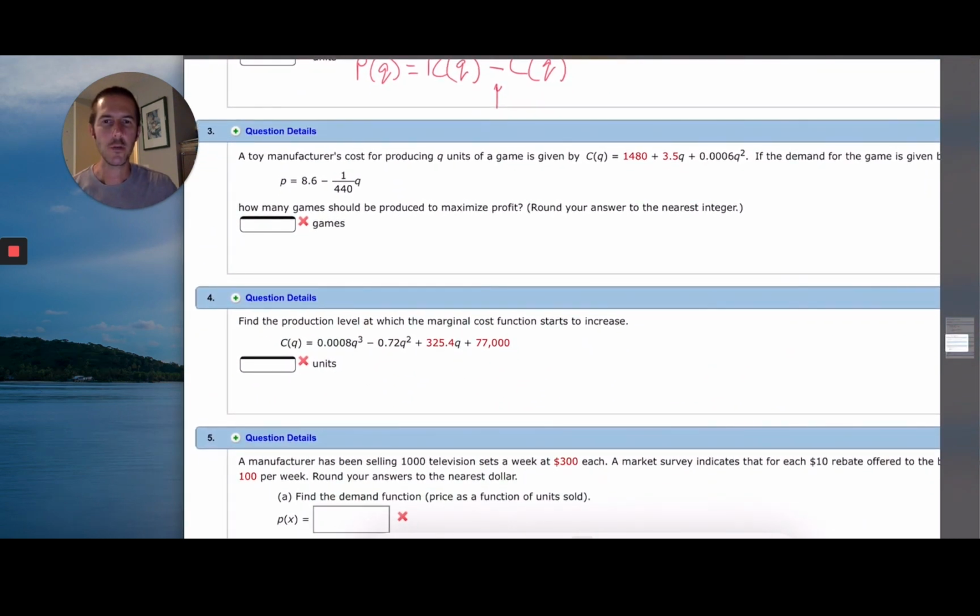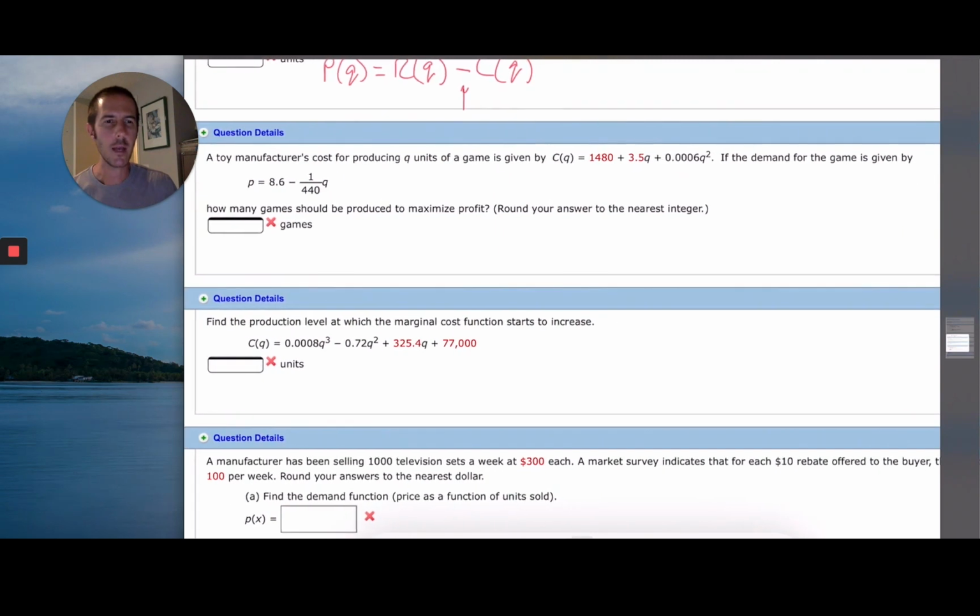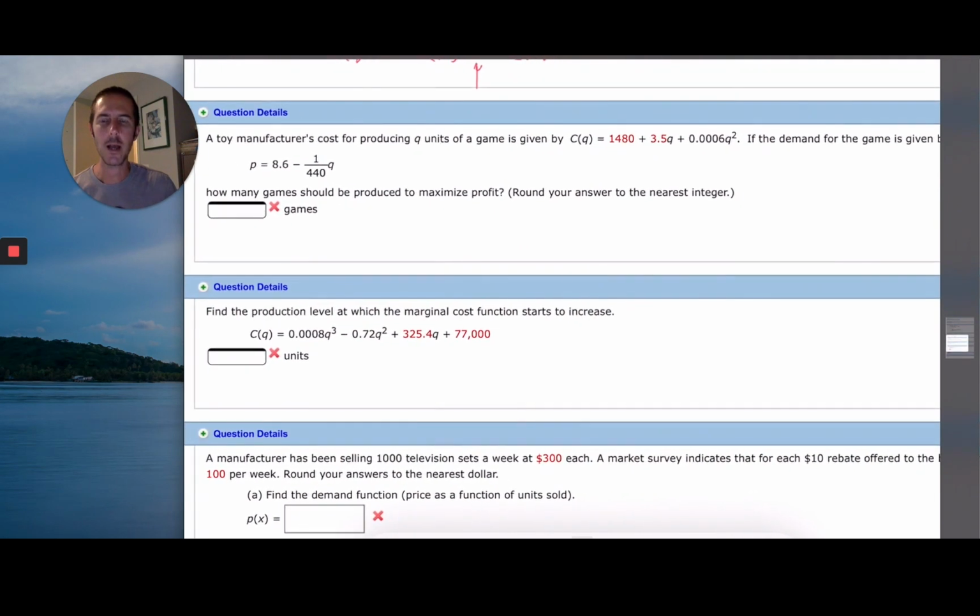The toy manufacturer's cost for producing Q units is given by the following function. If the demand for the game is given by this P equals 8.6 minus 1 over 440Q function or equation, how many games should be produced in order to maximize profit? This is such a huge component of the question. We're going to need a profit function. If you're going to maximize profit, got to have a profit function.